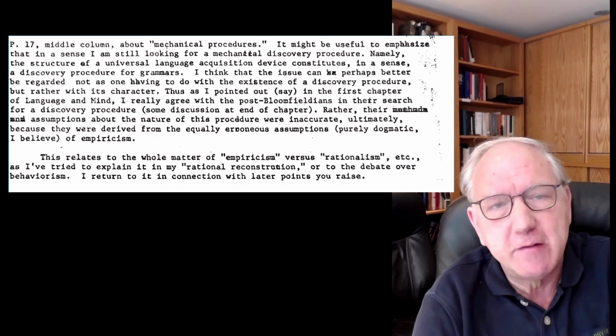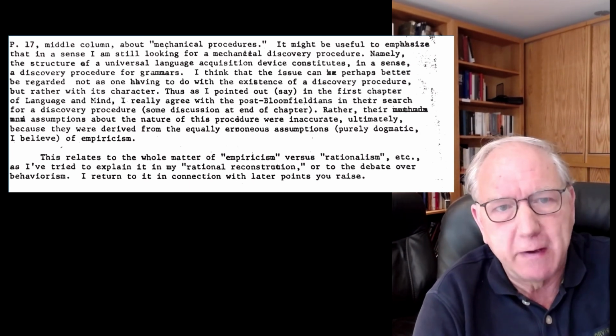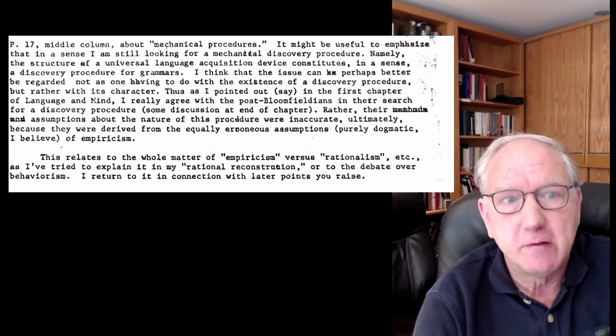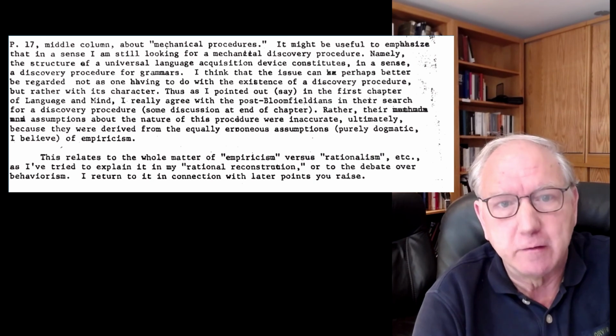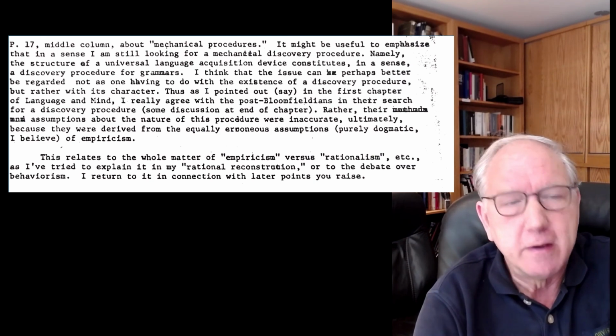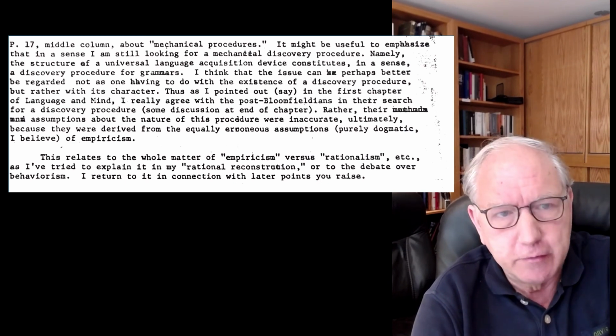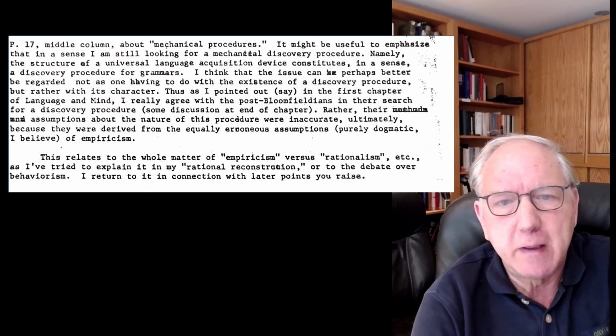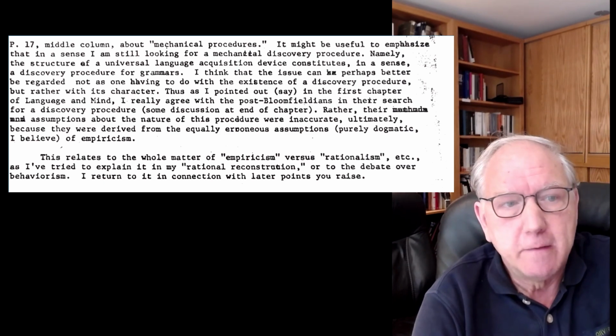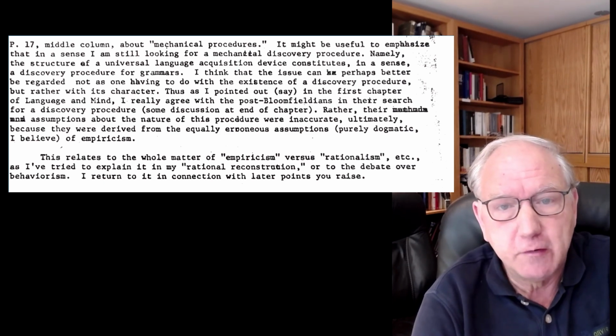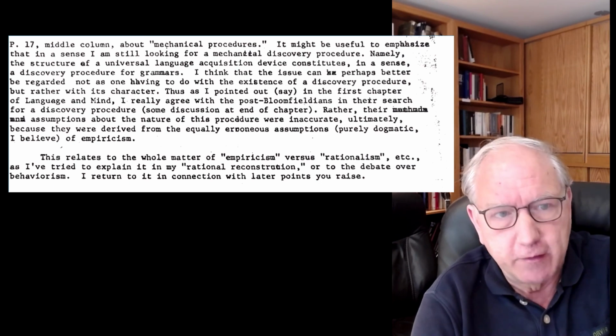He says, well, on page 17 of your manuscript about, quote, mechanical procedures. And he wrote, it might be useful to emphasize that in a sense, I am still looking for a mechanical discovery procedure. Namely, the structure of a universal language acquisition device constitutes, in a sense, a discovery procedure for grammars. I think that the issue can perhaps better be regarded not as one having to do with the existence of a discovery procedure, but rather with its character.